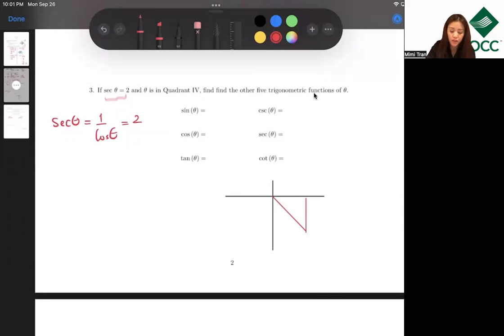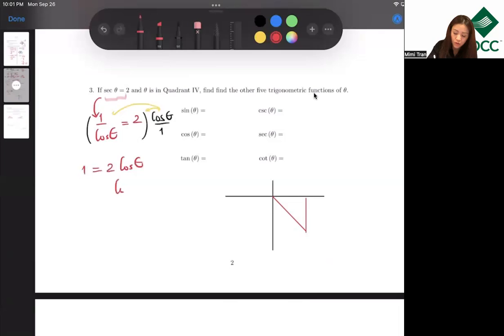I want to solve for cosine theta, so let me erase that part so I can do my equation. I want to bring cosine theta to the top, so multiply both sides by cosine theta over 1, and then distribute the cosine theta into both sides. On the left-hand side it cancels, so it's just 1 equals 2 cosine theta. So cosine theta equals 1/2.